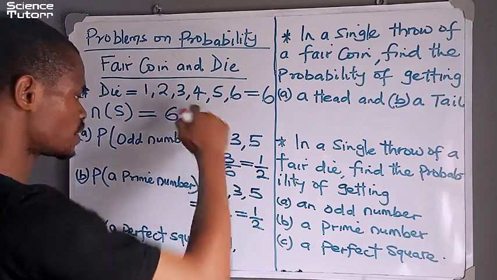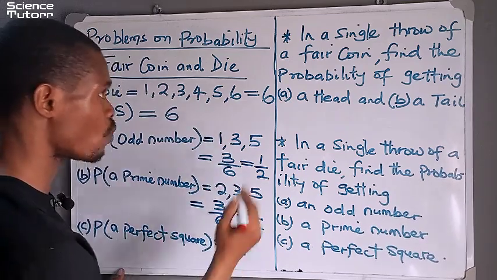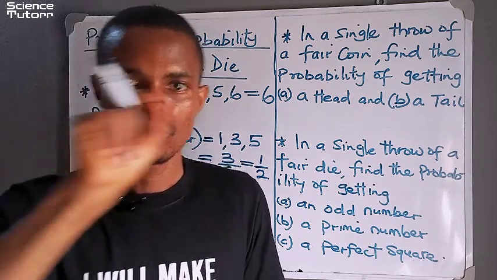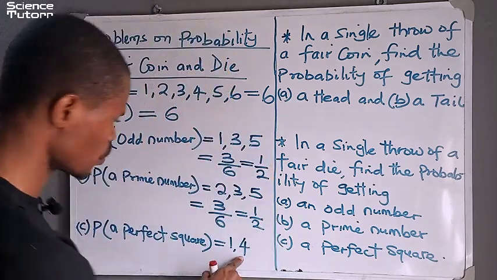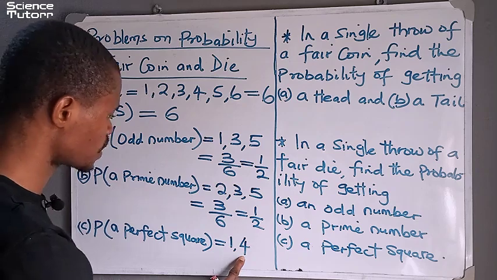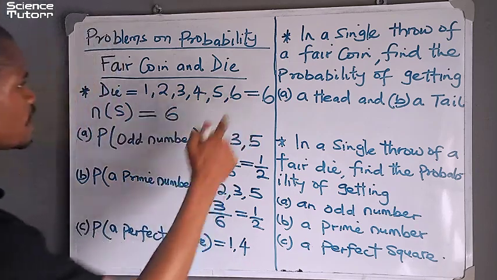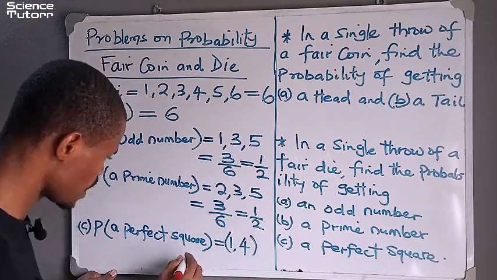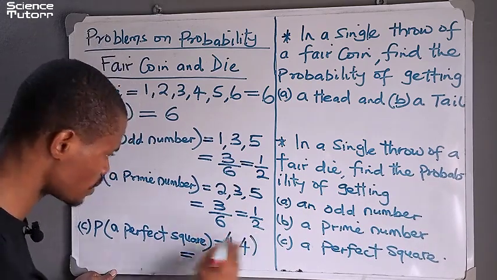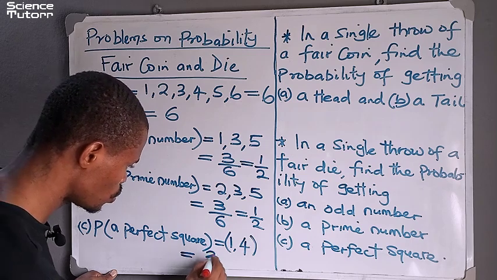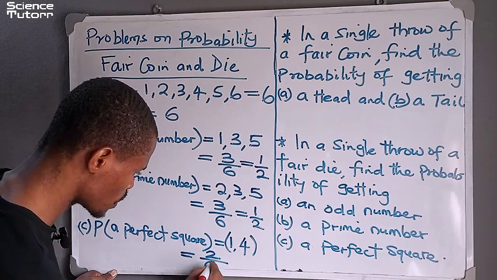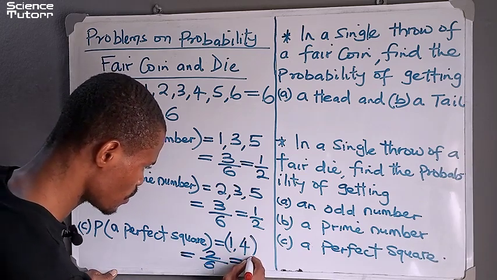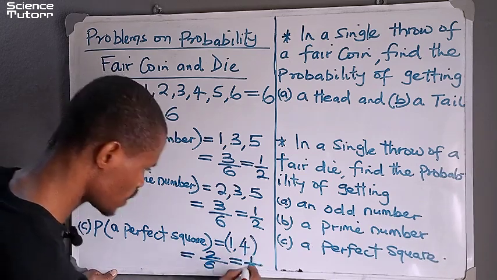4 is a perfect square. Why? Two numbers multiply to give us 4: 2 times 2. Two same numbers give us 4. That makes 4 a perfect square. So at the end of the day, we have just two numbers that are perfect squares, and our final result is 2 out of the sample space 6. When reduced to the lowest term, we have 1 over 3.